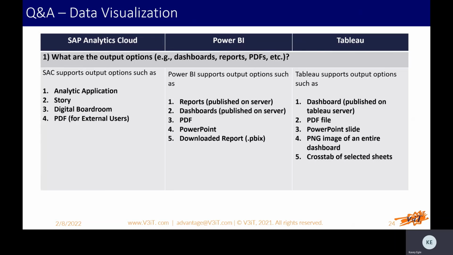For data visualization, what are the output options, such as dashboards and reports and so on? I did showcase a few examples previously of what they may look like, but to list them out, for SAC, it supports analytic applications, stories, digital boardrooms, and PDFs. Power BI also supports PDFs, dashboards, reports, PowerPoints, and downloaded reports. And Tableau supports dashboards, PDF files, PowerPoint, and so on, all very similar.